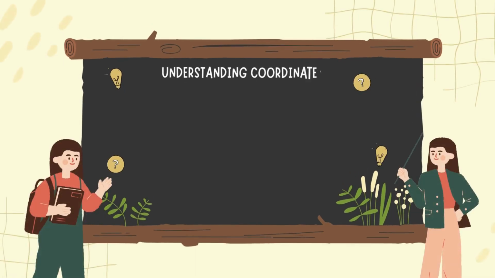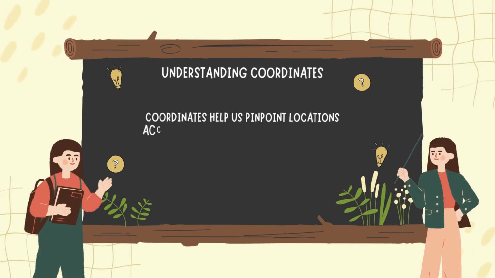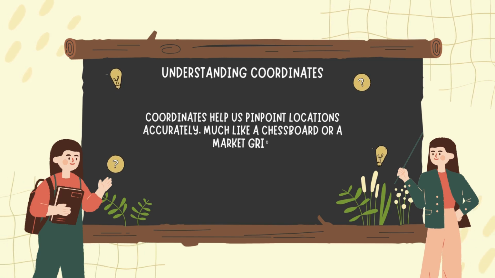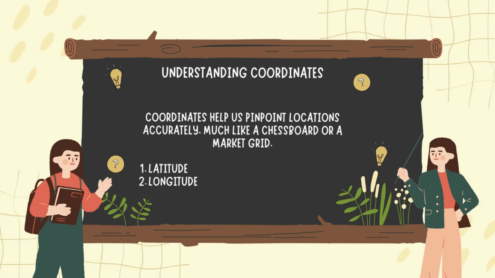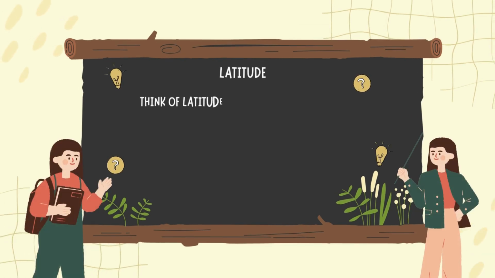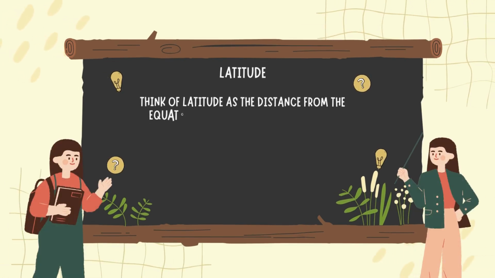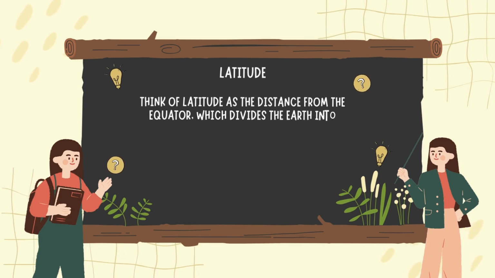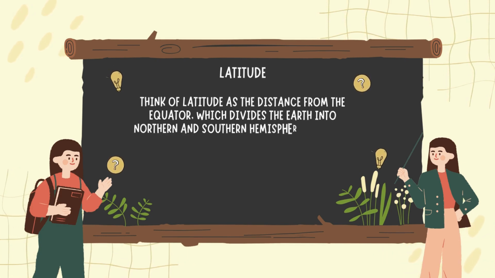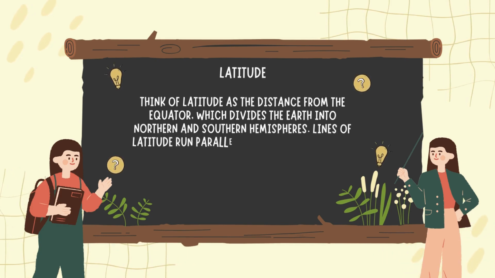Understanding coordinates. Coordinates help us pinpoint locations accurately, much like a chessboard or a market grid. Latitude, longitude. Latitude. Think of latitude as the distance from the equator, which divides the Earth into northern and southern hemispheres. Lines of latitude run parallel to the equator and are called parallels.